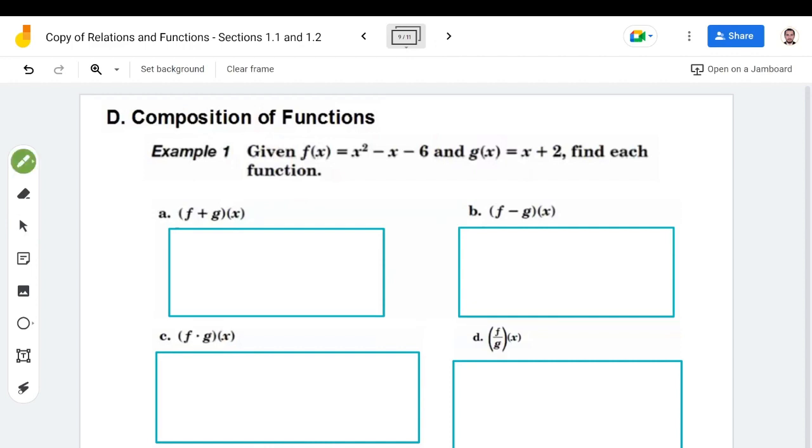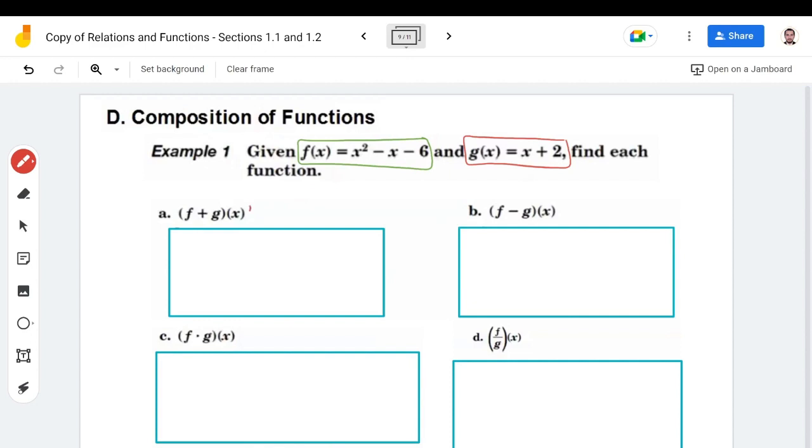Distribute what? So as we can see, first we have this function, which is f of x, right? And this function is g of x. Now here it's saying f plus g of x. How can we substitute this and this? Distribute first, then we just add them together.